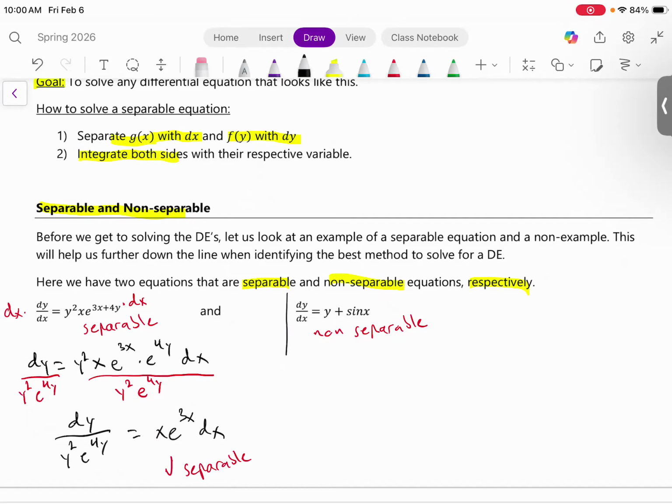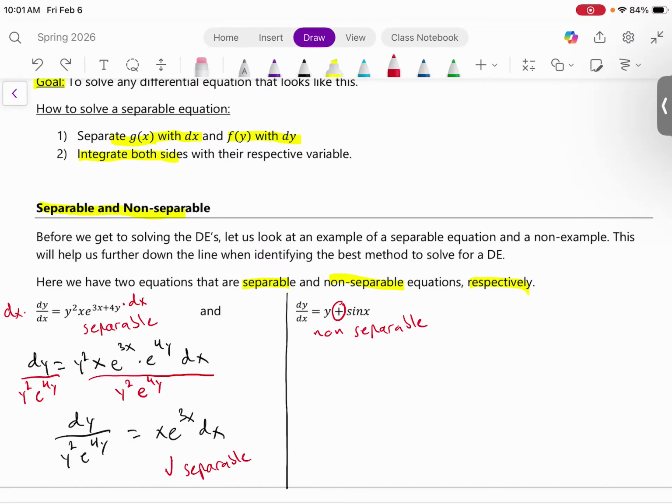Let's check out this right equation now. dy over dx equals y plus sine x. This is not separable. We already identified that, but why is that the case? Immediately the reason is because I have this plus sign right here. They're not a product of each other. It's not y times sine of x, they're being added. But let's see mathematically why this would be an issue.